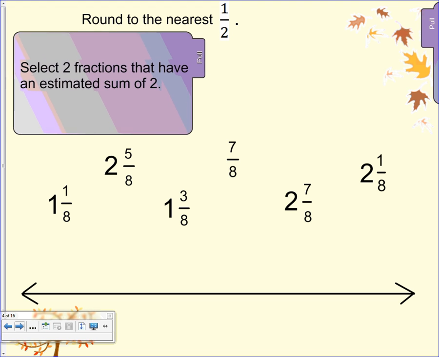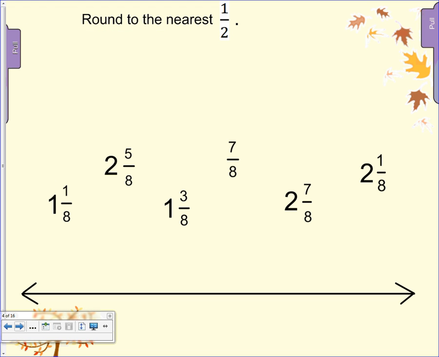What they'd like us to do is have two fractions that have an estimated sum of 2. Then I have an estimated sum of 1. That's a little bit of bonus. Not even going to worry about that right now. Guys, if it's got a numerator of 1, unless the bottom number is half, it's going to be closest to the 1 whole.